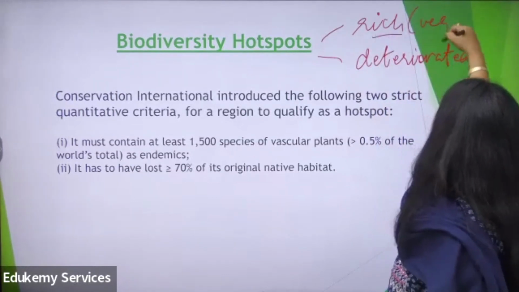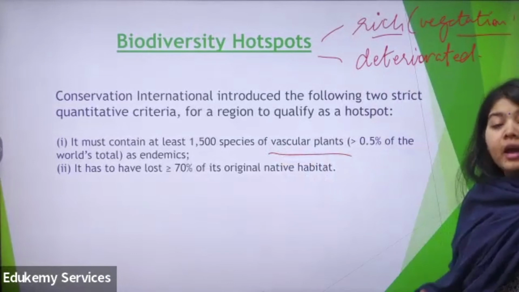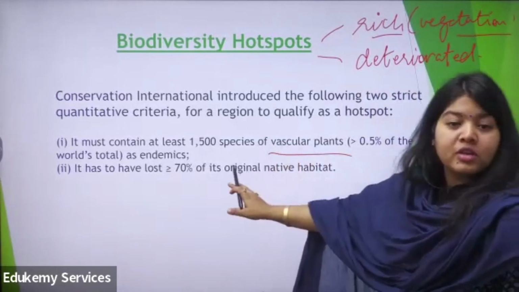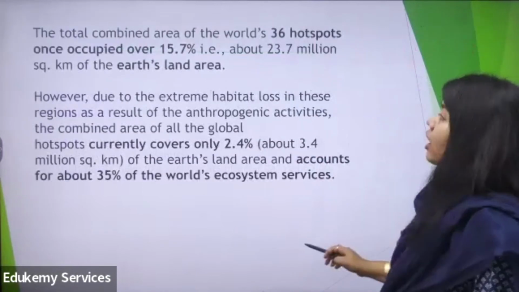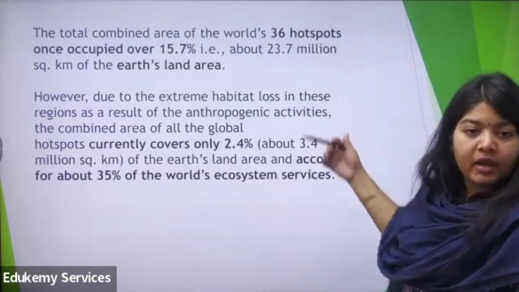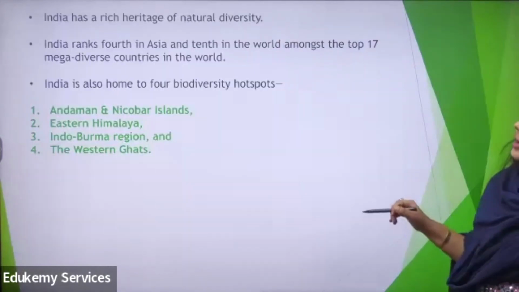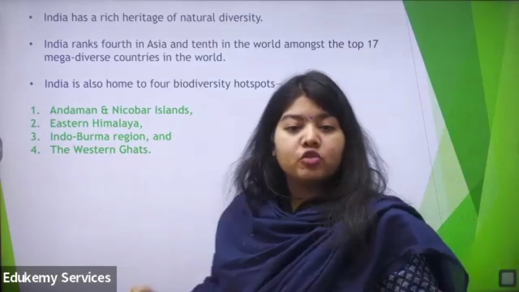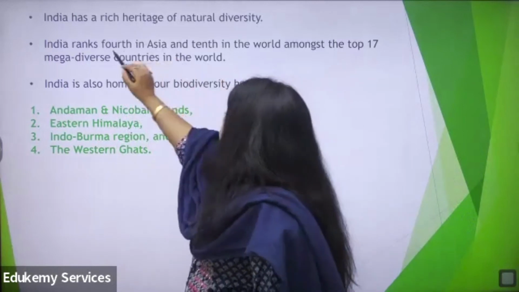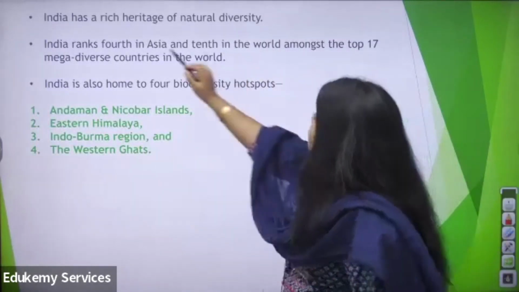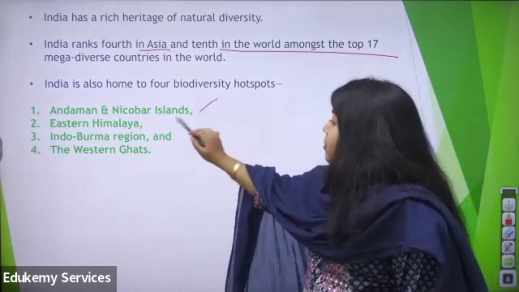And rich in vegetation, because I'm talking about vascular plants here. I'm not talking about the overall biodiversity. Do you notice? I'm more concerned about the vascular plants here. So these are the two criteria. If you want, you can take a screenshot, which has some data about the biodiversity hotspots. So in India, how many biodiversity hotspots do we have? 4. Right? We have 4 biodiversity hotspots. India ranks 4th in Asia and 10th in the world for its biodiversity. I have 4 biodiversity hotspots.